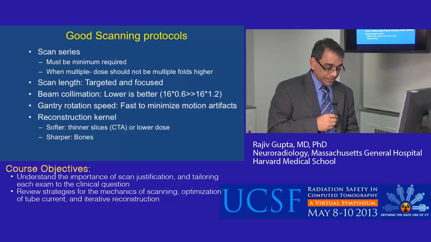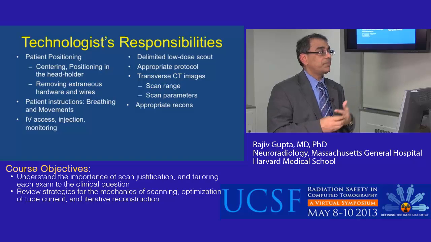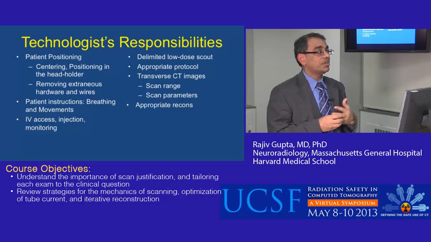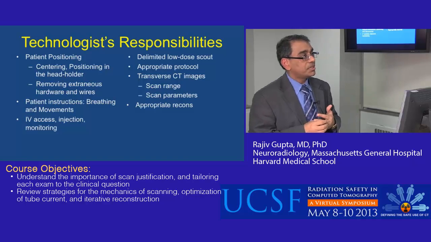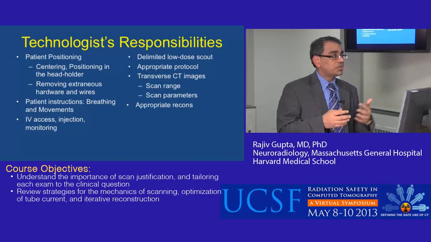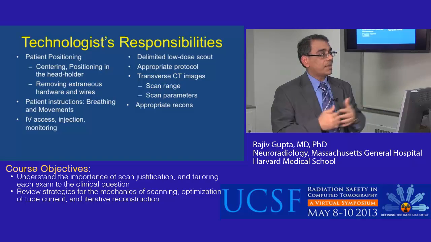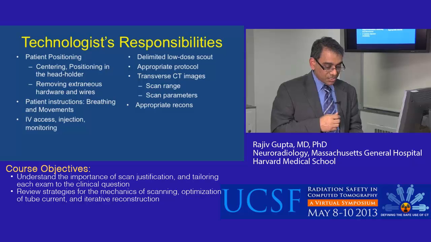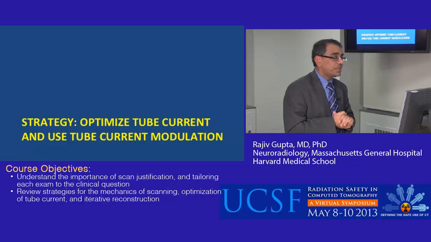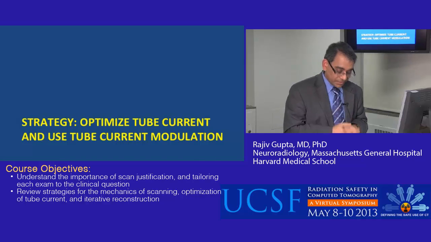Okay. And these are some of the technologists' responsibilities: patient positioning, making sure that they are instructing the patient to hold their breath while the scan is going on, making sure that the IV access is proper, delimiting the scan and picking an appropriate protocol, making sure that the transfer CT scans have the right scan range and scan parameters, and appropriate reconstructions and kernels are used. So, the next strategy that I would talk about is use of tube current modulation and optimizing the tube current itself.